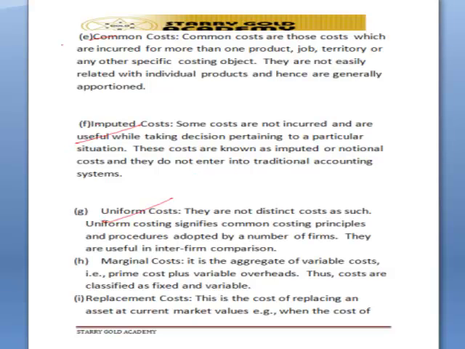So we also have what we call replacement cost. This is the cost of replacing an asset at a current market value. When the cost of replacing an asset is considered, it means the cost of purchasing the asset at the current market price. It is important, and not the cost at which it was purchased, but the cost of replacing it at the current market price. So we call that replacement cost.